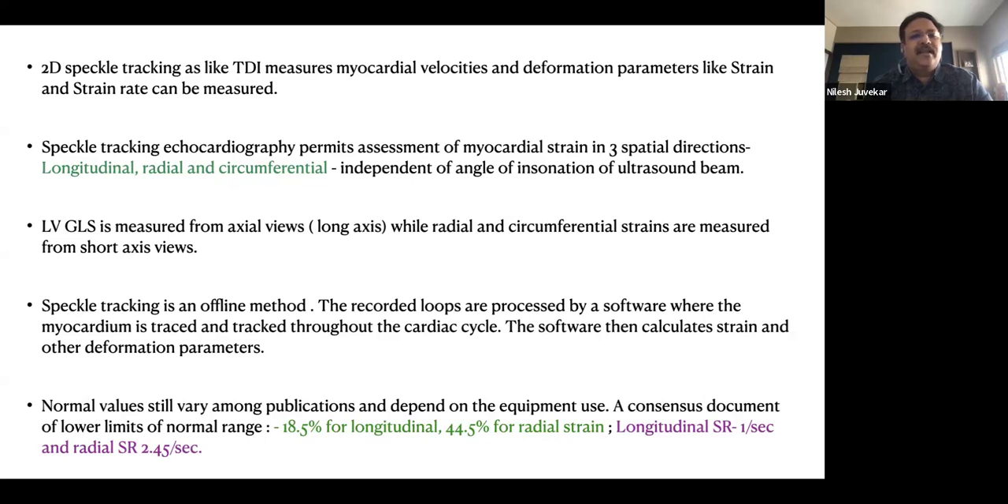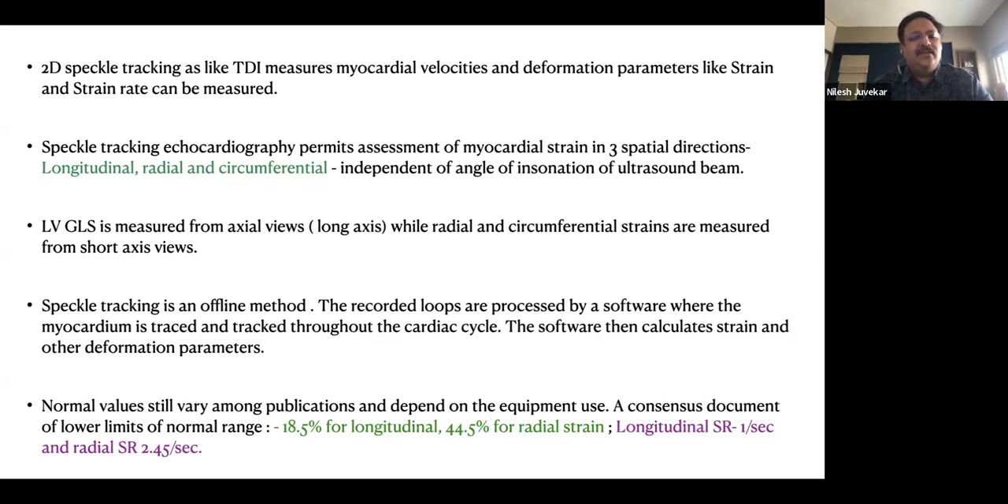Basically, this speckle tracking is an offline method. The recorded loops are processed by a software where the myocardium is traced and tracked throughout the cardiac cycle, and the software then calculates the strain and other deformation parameters.